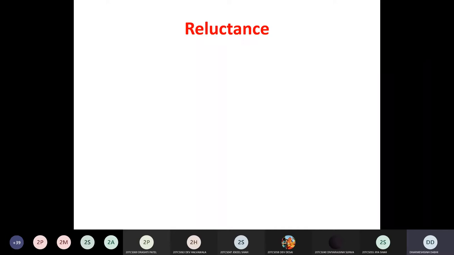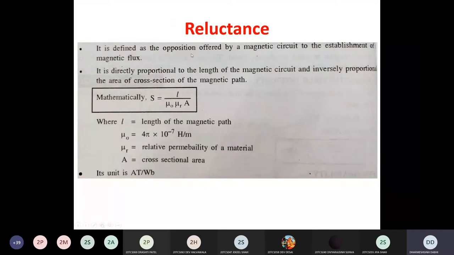So reluctance is the same as resistance in the electrical circuit. Just as we have resistance in the electrical circuit, in the same way here in the magnetic circuit we have reluctance. What is the property of resistance in the electrical circuit? It opposes the flow of current. Clear? In the same way, in the magnetic circuit, the property or characteristic of the material called reluctance is that it opposes the setup of magnetic flux in the material. So the definition is the opposition offered by the magnetic circuit to the establishment of magnetic flux.